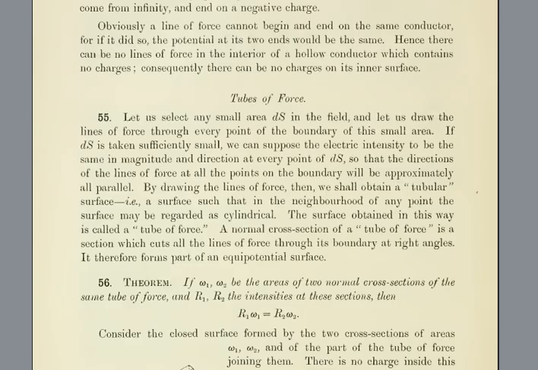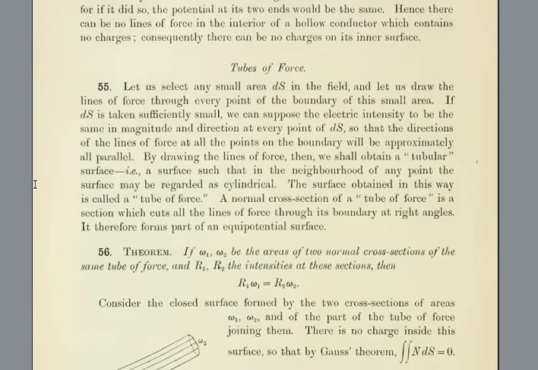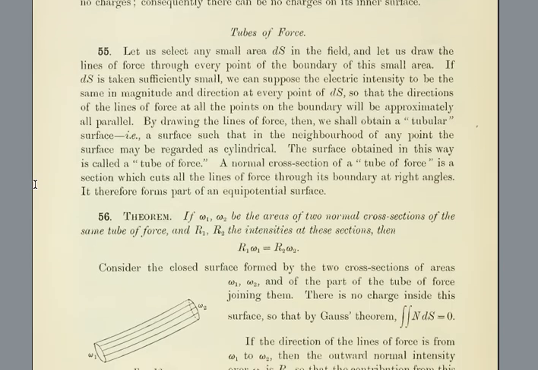By drawing the lines of force, then, we shall obtain a tubular surface, that is, a surface such that in the neighborhood of any point, the surface may be regarded as cylindrical. The surface obtained in this way is called a tube of force. A normal cross-section of a tube of force is a section which cuts all the lines of force through its boundary at right angles. It therefore forms part of an equipotential surface.